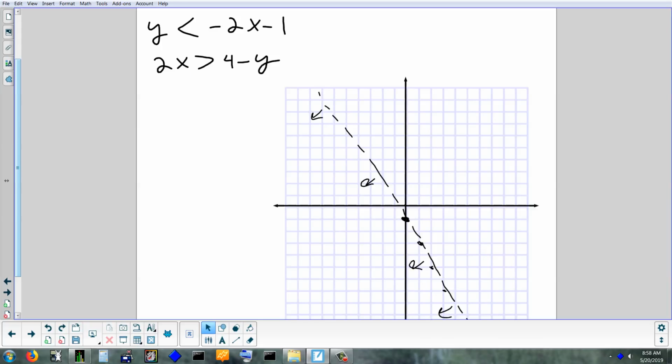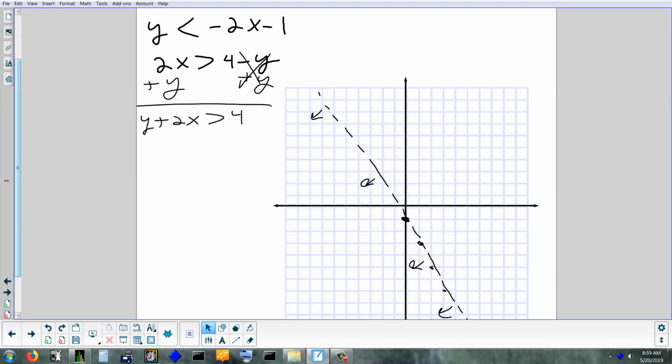What's going on with this bottom one? I need to fix it. We gotta fix it. So we got a few things we gotta fix. Where do we want the Y? In the bottom. So let's put it on the other side. How do you move it? Add it. What's on the right side now? 4. What's on the left? Y plus 2x.